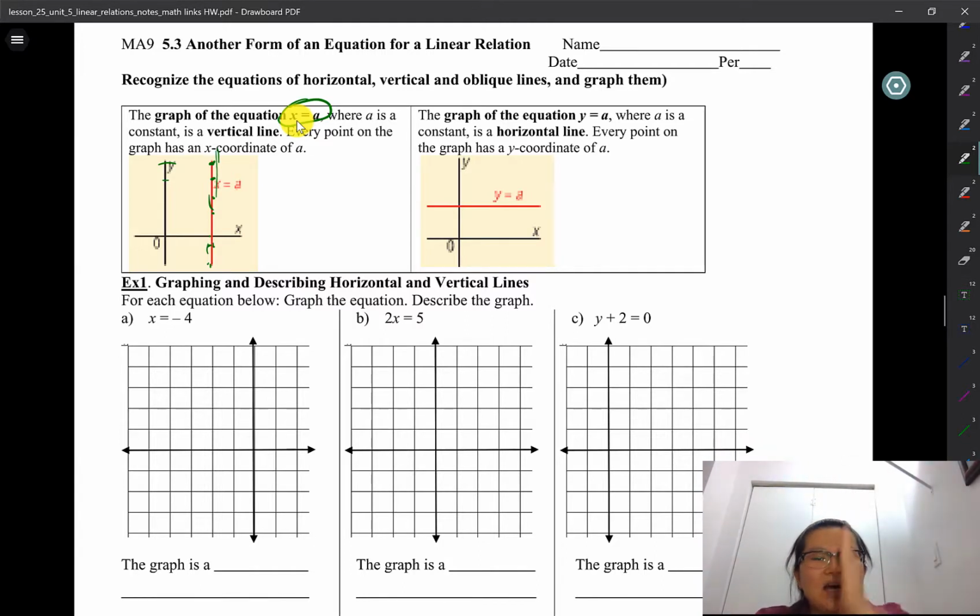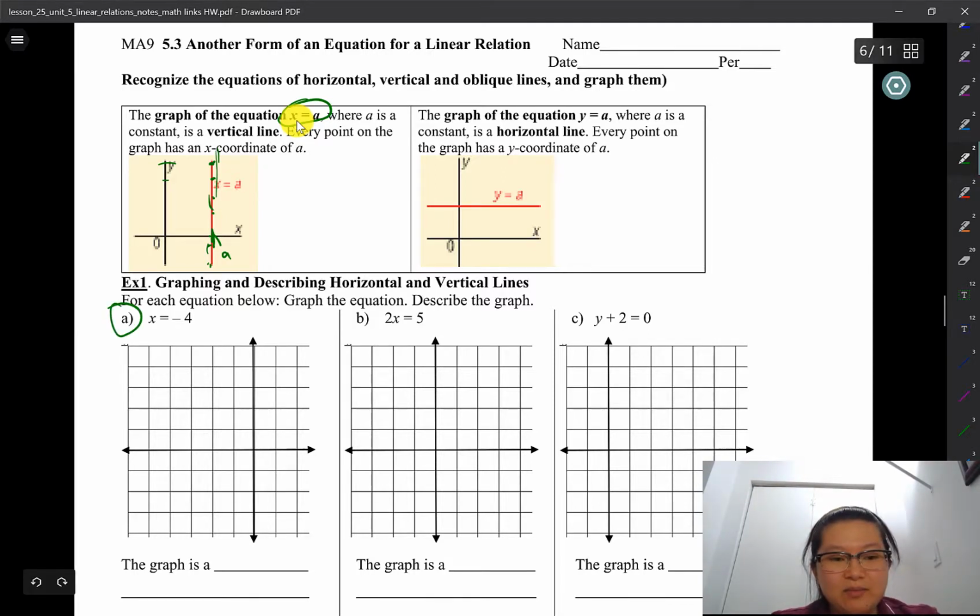And notice that when you have that, this line intersects your x-axis at a. That right there is a. Okay, so that's what that means. So let's take a look at example 1a and see what that means.